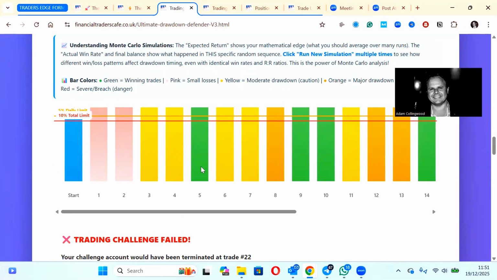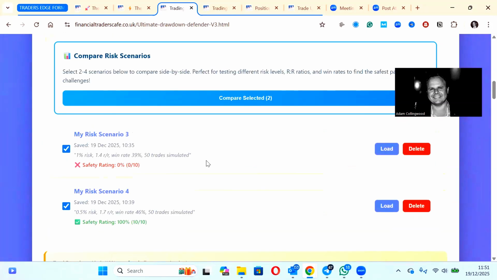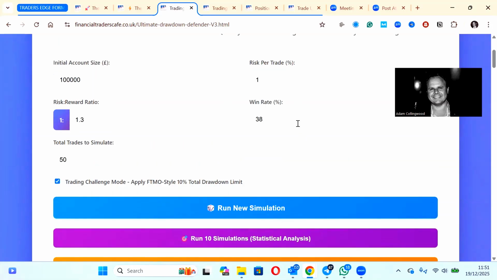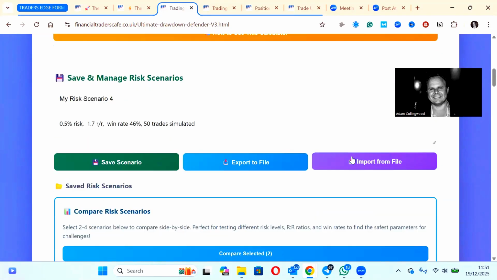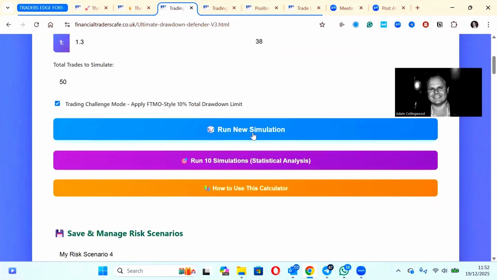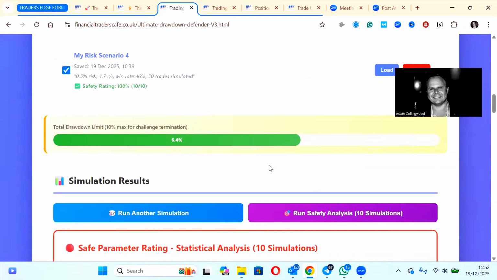And that's just literally running this across 50, but you were out by 21. Okay. Because of that and that. Okay. Risking too much. Risk reward ratio is only 1.3, win rate 38%. These numbers don't lie. You have to do them over and over and over again. We can run more and more simulations. So we run another one. Worst drawdown point on that one is 6.4.